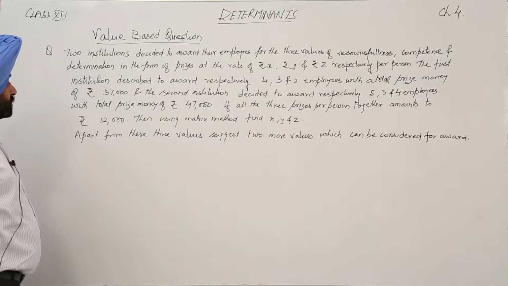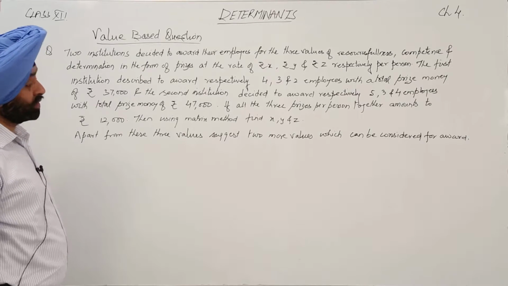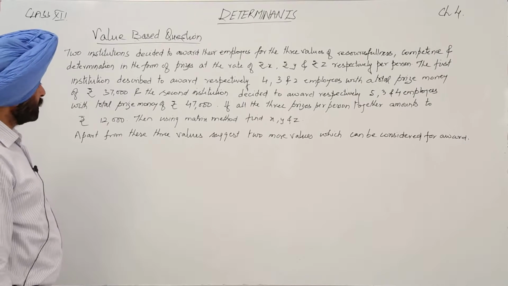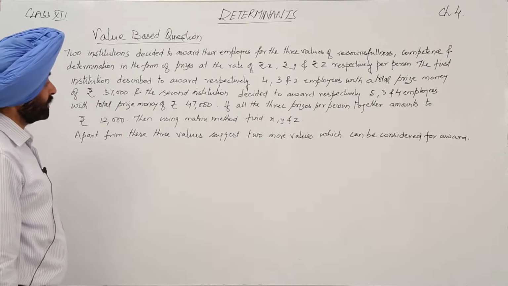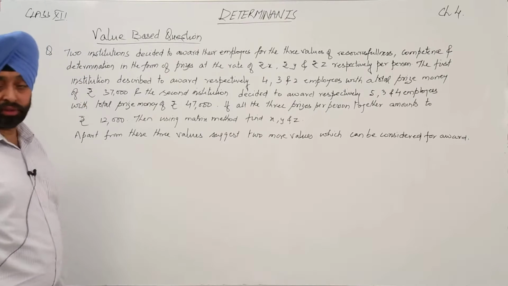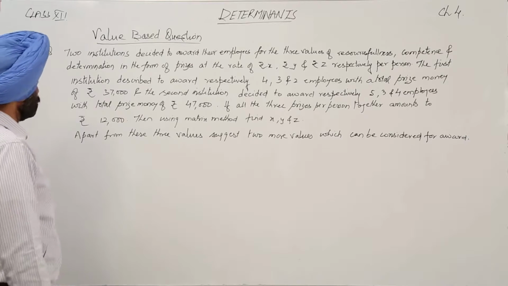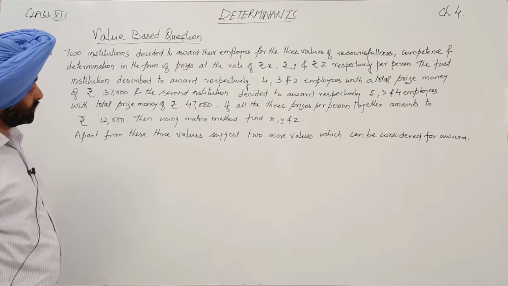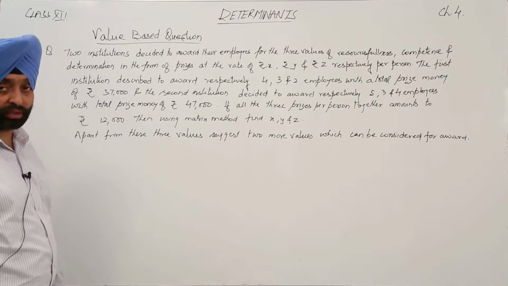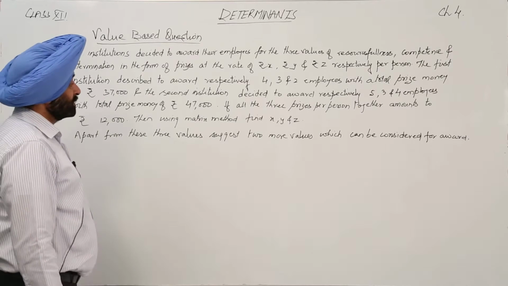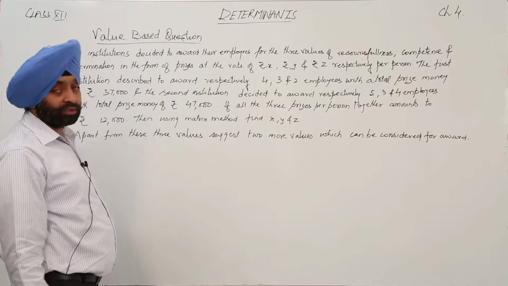The first institution decided to award 4, 3 and 2 employees respectively with a total prize money of rupees 37,000. The second institution decided to award 5, 3 and 4 employees with the total prize money of rupees 47,000. If all the three prizes per person together amount to rupees 12,000, then using matrix method find X, Y and Z.